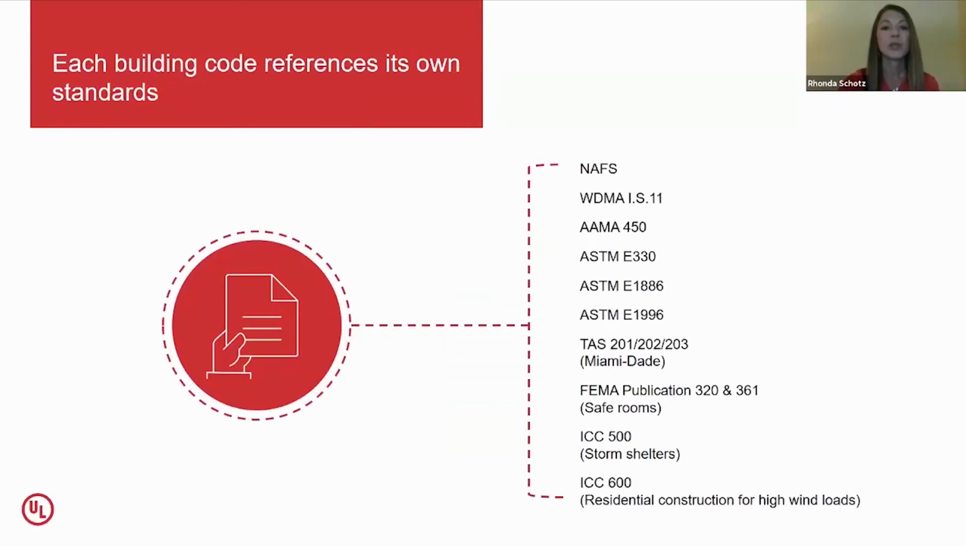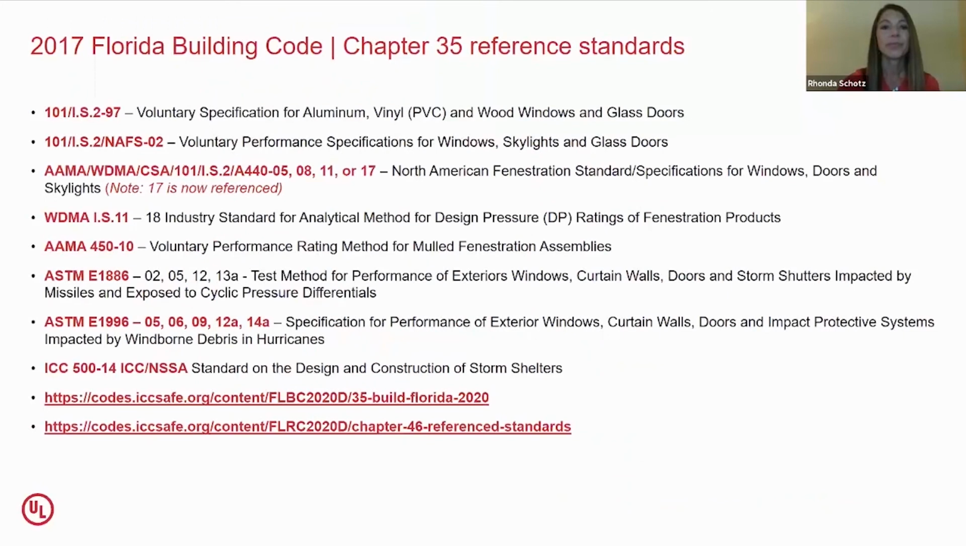So within each previously mentioned building codes and agency requirements, these are some of the test standards which were referenced. In the Florida Building Code, Chapter 35, Reference Standards, it lists a variety of standards to test your product line for. Notice that the current 2020 Florida Building Code now does reference the NAFS 17.